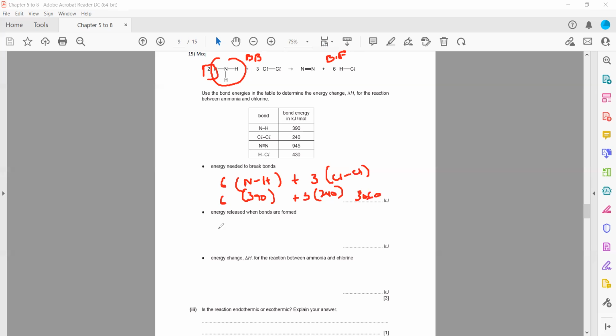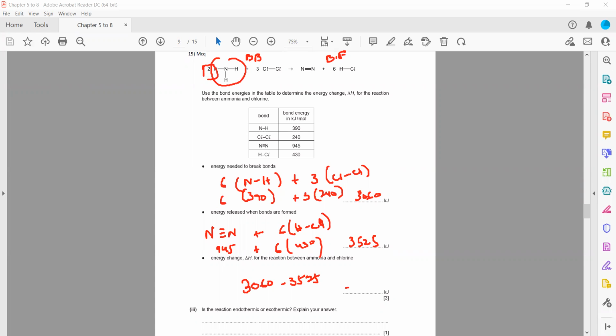Bond forming energy: there's a nitrogen triple bond plus 6 HCl bonds, hydrogen chloride. Nitrogen triple bond 945 plus 6 HCl bonds at 430. When we add them, we get the bond forming energy, which is 3525. Then the energy change is bond breaking minus bond forming. So 3060 minus 3525. This will give us a negative answer.